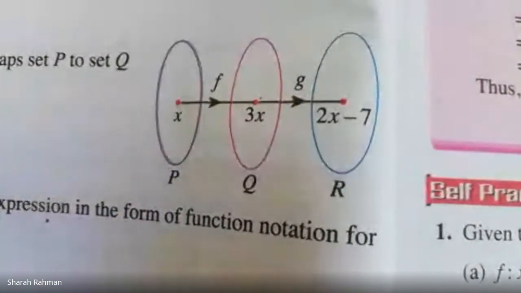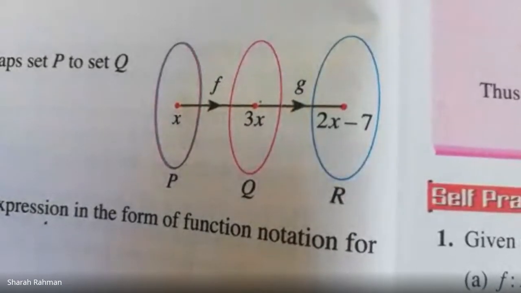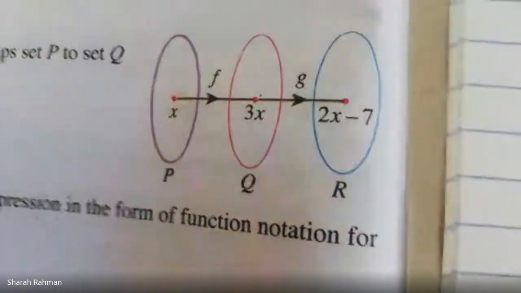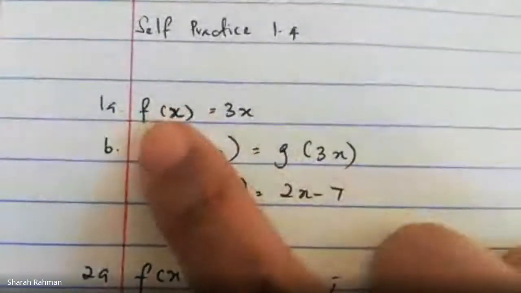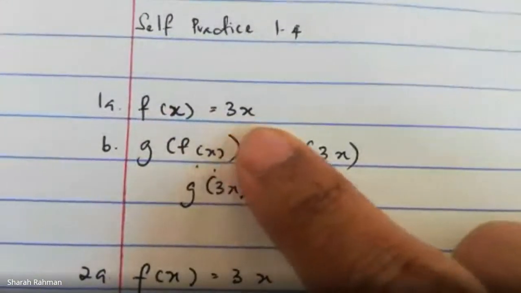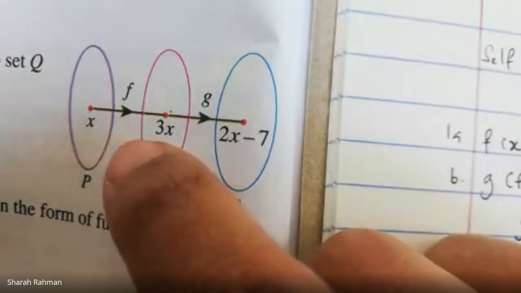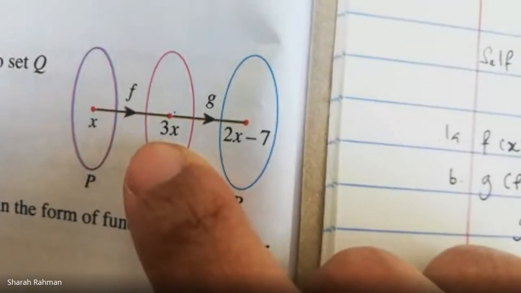So we will write the function as f(x) equals 3x. f(x) equals 3x.